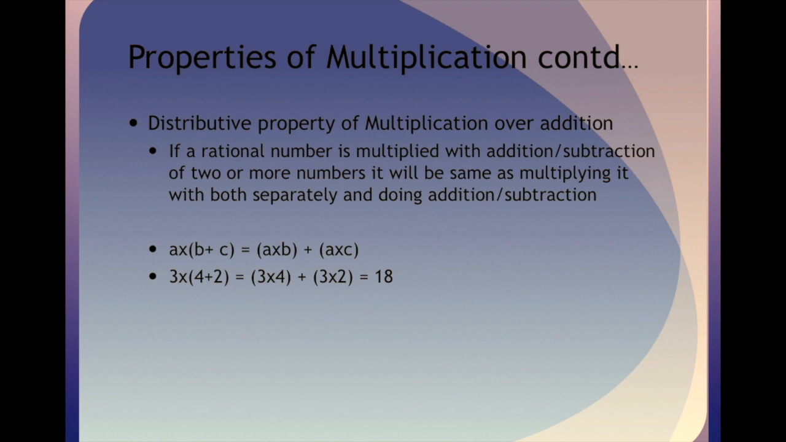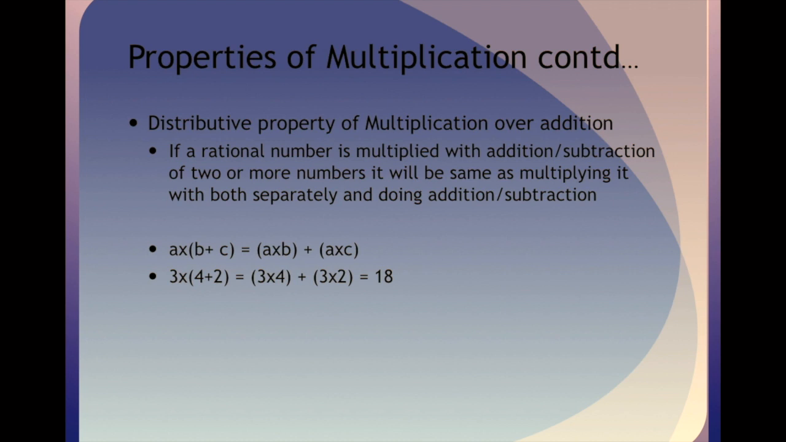For example, 3 into (4 plus 2) or 3 into 4 plus 3 into 2. On the left hand side, 4 plus 2 is 6, 6 into 3 is 18. On the right hand side, 3 into 4 is 12 plus 3 into 2 is 6. So 12 plus 6 is again 18. So this distributive property of multiplication over addition holds good. This property we are going to use in future, so this is really important.